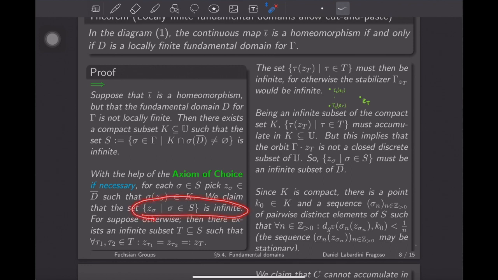Right? So okay, it is a bit intricate, but okay. I have that this set is infinite, and it's the set of points in D bar that are mapped to K under the corresponding sigma. So that one is an infinite subset of D bar.